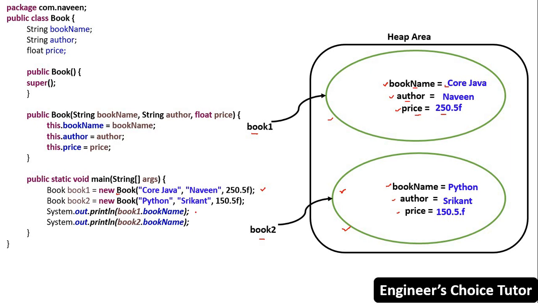And how can we access? We have seen here, right? That book2.author will give you this value. book2.price will give you this value. I hope now it is clear to you how we can create an object in Java.